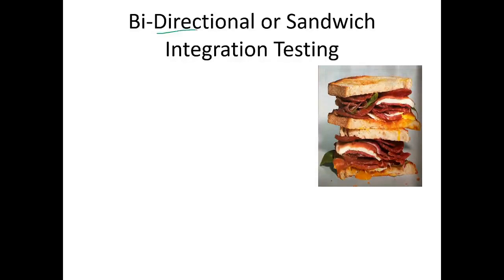Next method we'll see is bidirectional or sandwich integration testing. This method is a combination of the earlier two methods, that is top-down integration testing and bottom-up integration testing. Both methods will be followed. You can start testing from the main modules, or from the bottom level modules. Whichever is ready first, from there you can start testing. It's a combination of top-down and bottom-up integration testing.